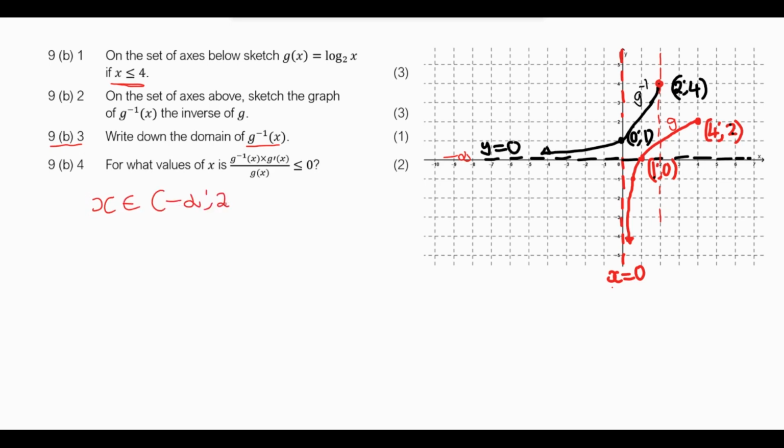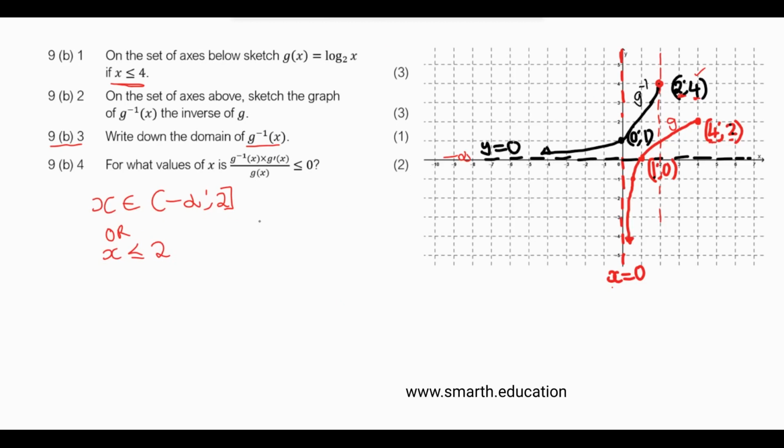Is 2 included? Yes, it's included, because for our domain here, they said x less than or equal to 4. So it means 4 is included, and then it means this 2 also is included. So 2 is included. Or you can write it like this and say x less than or equal to 2.